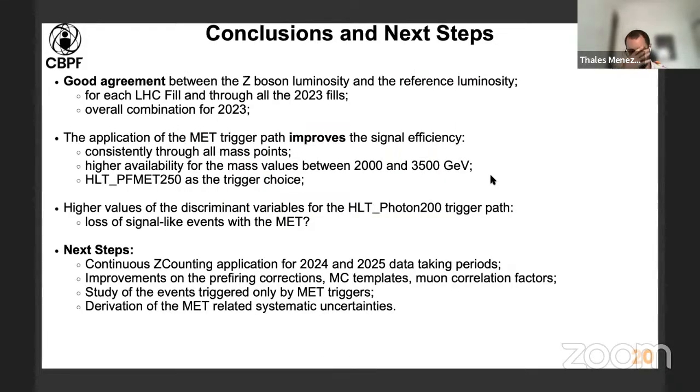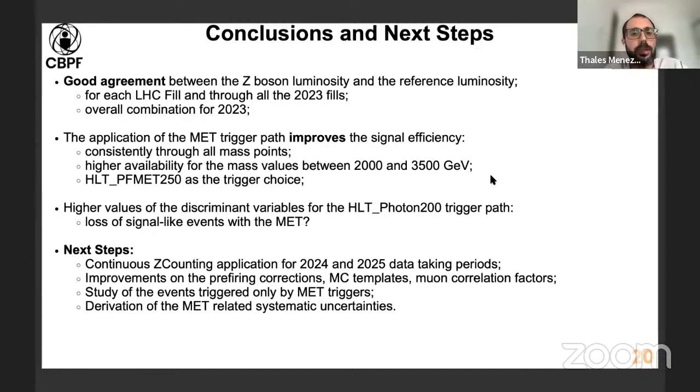So, just the conclusions. For the Z counting, we saw a good agreement between the quantities. We'll talk about that. But as next steps, we continue to apply this method to the 24 and 25 data taking periods. And we plan to have some improvements: the application of prefiring, developing the Monte Carlo template, and the derivation of mirror correlation factors, which is a topic that I did not dedicate much time to in this presentation.